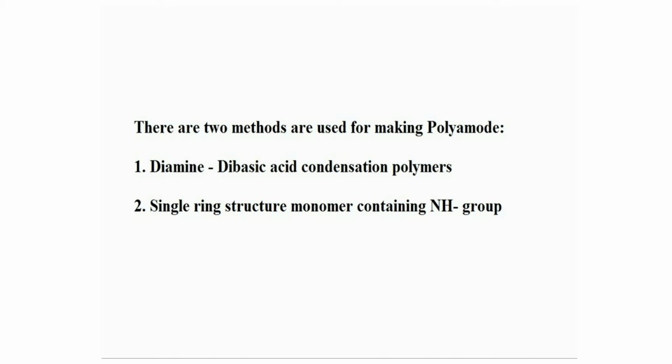The 6,6 in front of the nylon stands for the nomenclature, or the number of carbon atoms in the diamine and dibasic acid. And the second one, since we are opening only the caprolactam ring, is called 6-nylon.